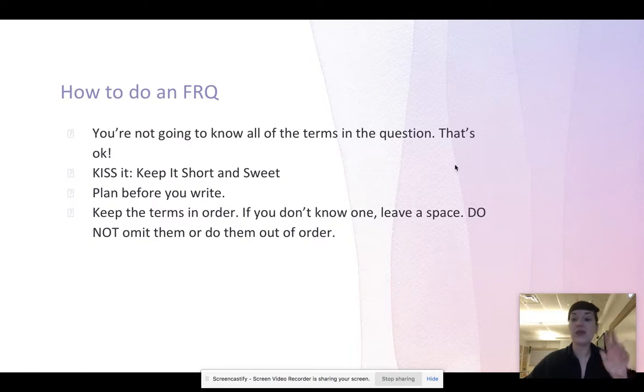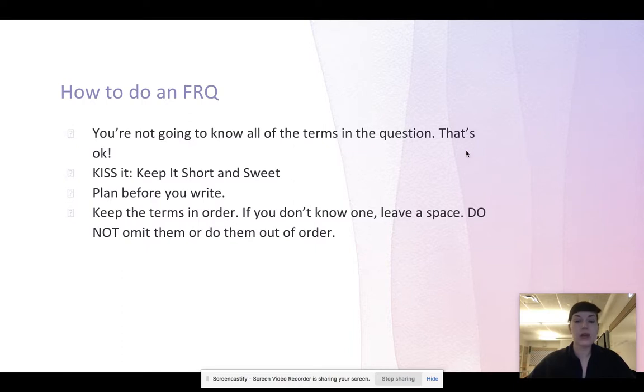Okay. If you cannot explain the term and its usage in 2 sentences, then you don't know the term well enough. That's a good indicator for you. So you really, really, really want to keep it short and sweet. AP readers read thousands of these in one weekend. They don't have time to be reading your whole big long essay about independent variables.